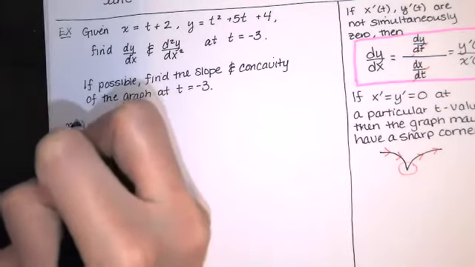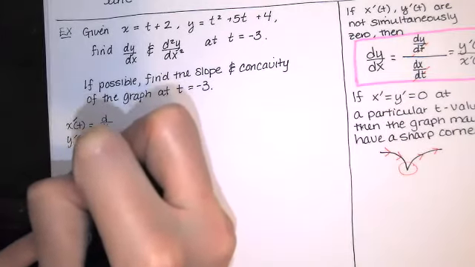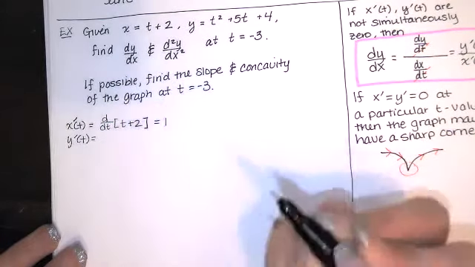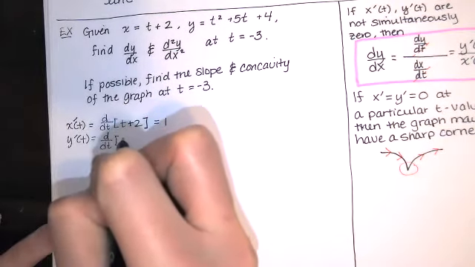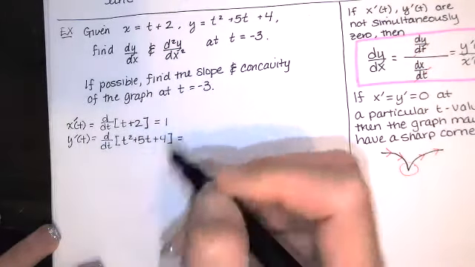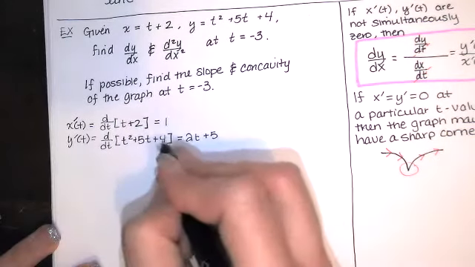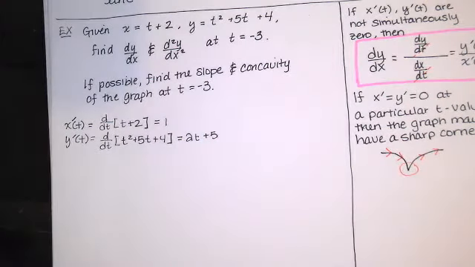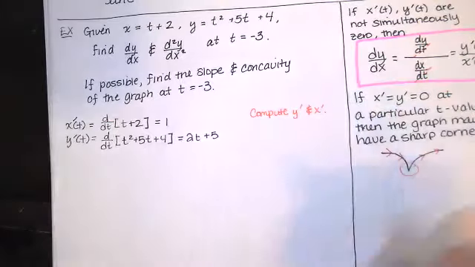So I'll just compute my derivatives. The derivative of x with respect to t turns out to be 1. The derivative of y with respect to t is the derivative of t squared, which is 2t. The derivative of a constant times t is the constant. And then the derivative of this 4 here is just going to be 0. So we compute y prime and x prime. And then we divide them.